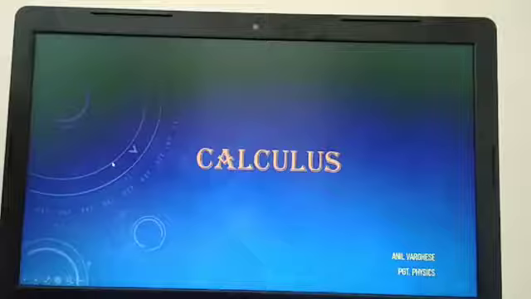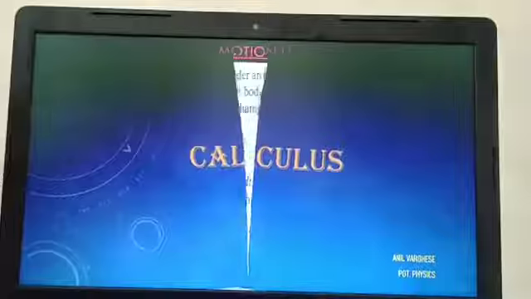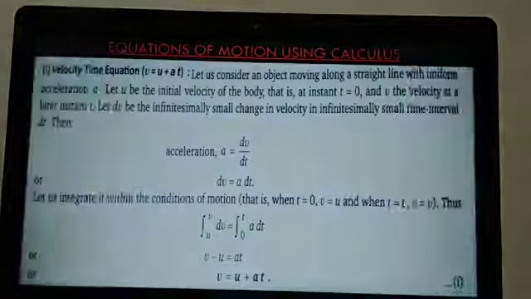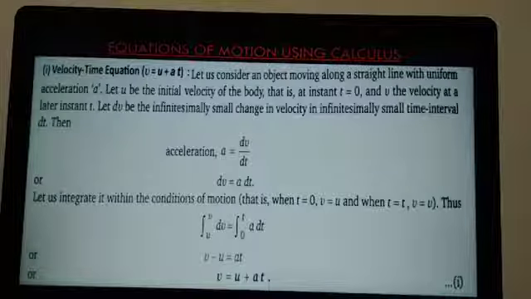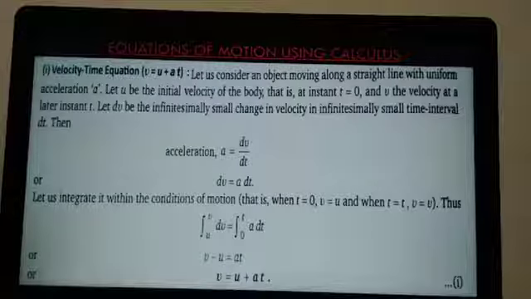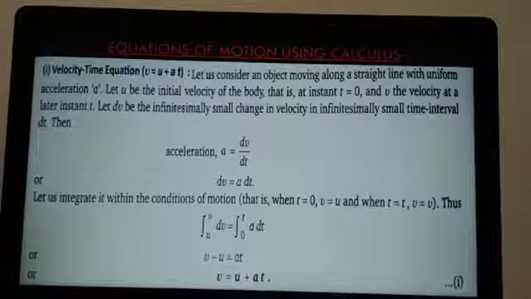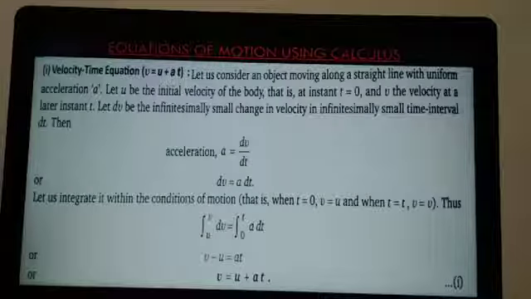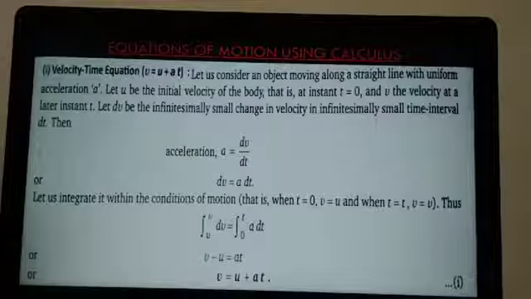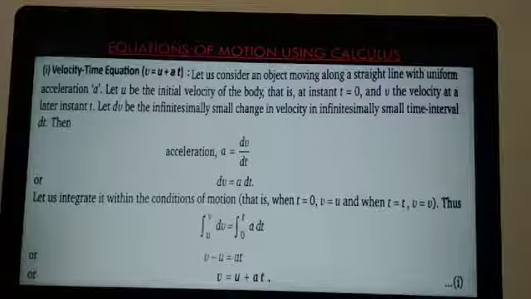Okay, so we can start with equations of motion using calculus. The first equation of motion is the velocity time equation. The situation we have already defined. The particle, an object, is moving along a straight line with uniform acceleration a. Uniform acceleration a means its velocity changes equally in equal intervals of time.